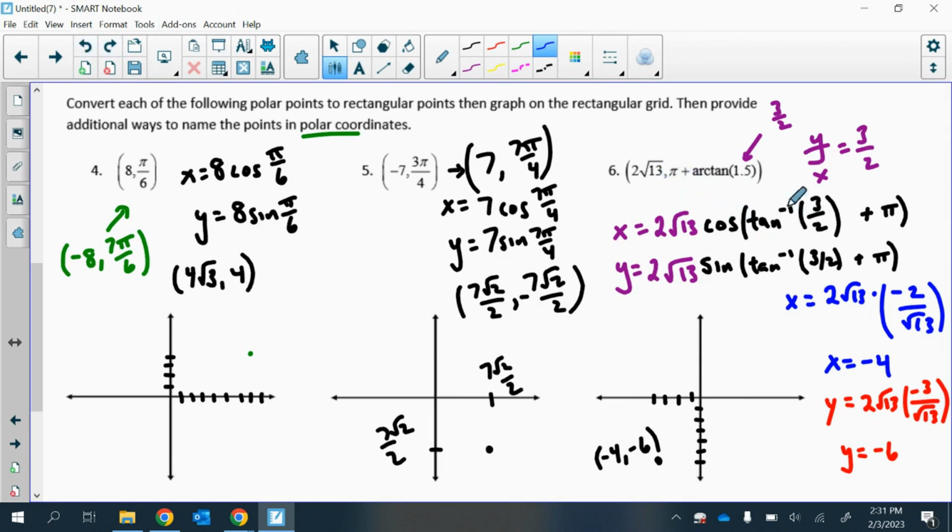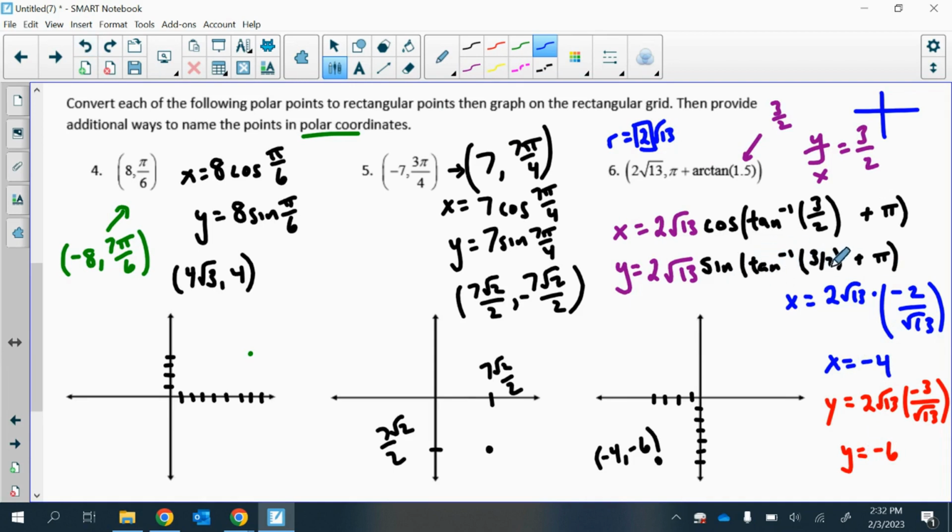Then, if I have arctangent is 1.5, that basically means that my ratio of y to x is 3 over 2. And if I do r equals 2 root 13, that means that 3 squared plus 2 squared is root 13. Everything's just going to be multiplied by 2. So my ratio of 3 to 2 means that my y is going to be 6 and my x is going to be 4. Or I could actually just plug the things into the formula in order to get them.